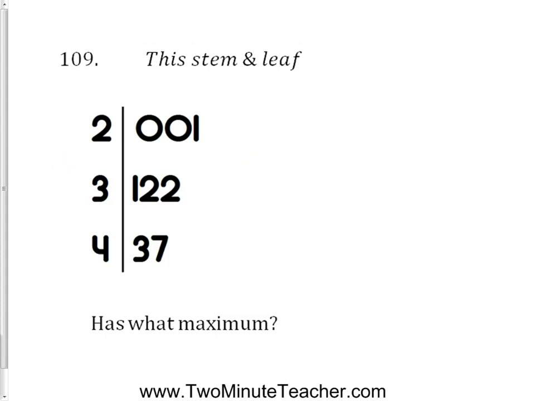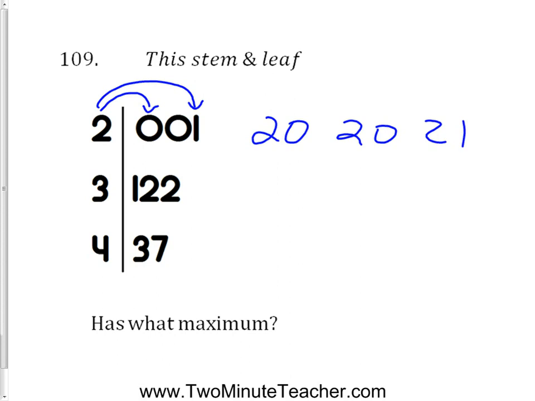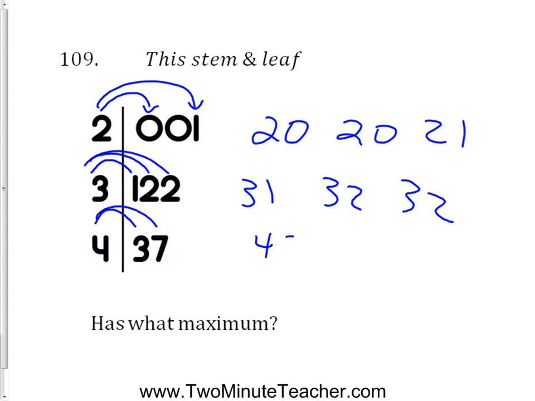Moving on, stem and leaf. This one has what maximum? Well, a stem and leaf is meant to write a bunch of data in a different way than you used to. The 2 like this means 2 with a 0, so 20. And then on my list of data, the next number is another 20. And then this 2 with this 1 would mean 21. And then down here we have 31, 32, 32. You see what I'm doing here? 31, 32, 32. And then 43 and 47.